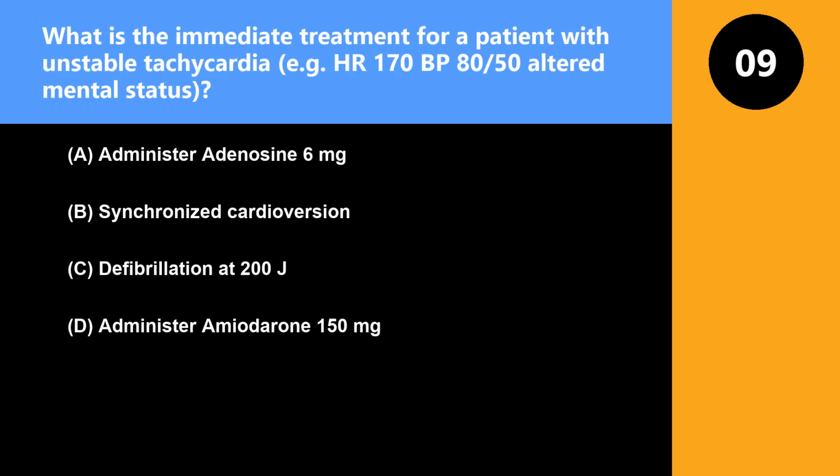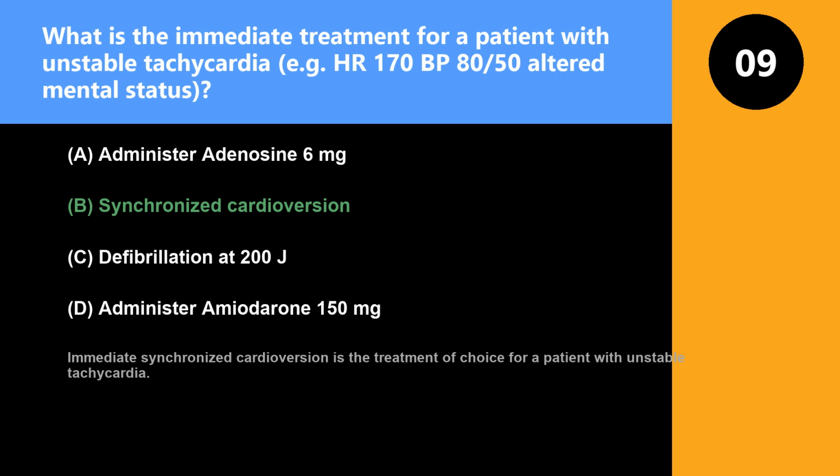Question 9. What is the immediate treatment for a patient with unstable tachycardia, for example, HR 170, BP 80/50, altered mental status? Option A, administer adenosine 6 mg. Option B, synchronized cardioversion. Option C, defibrillation at 200 J. Option D, administer amiodarone 150 mg. The correct answer is option B, synchronized cardioversion. Immediate synchronized cardioversion is the treatment of choice for a patient with unstable tachycardia.